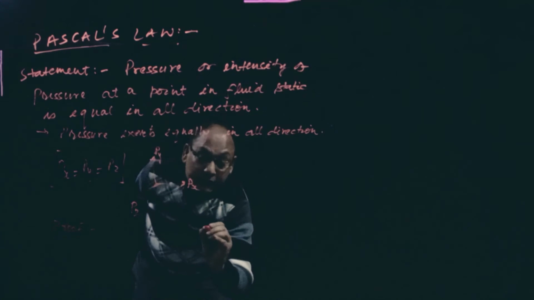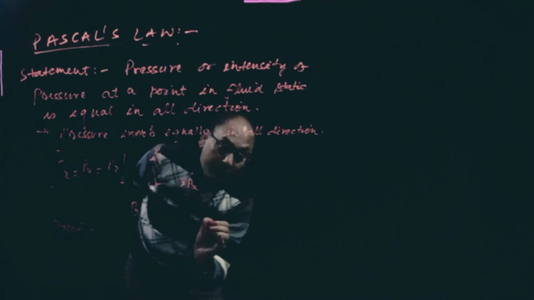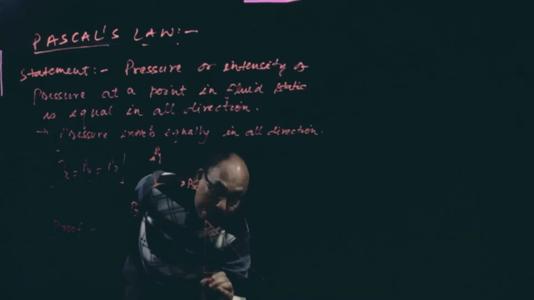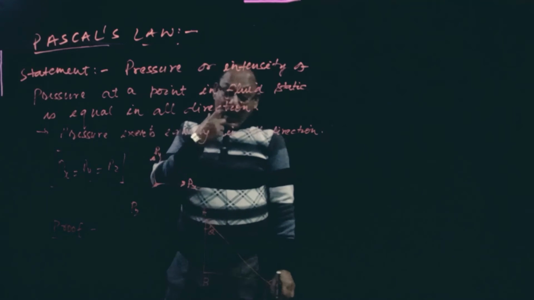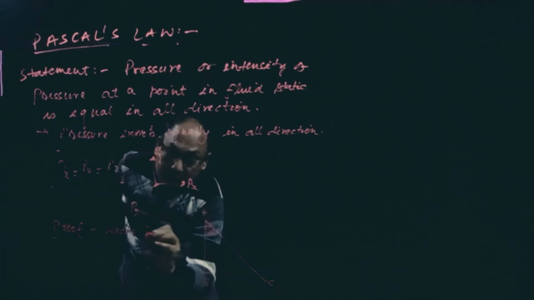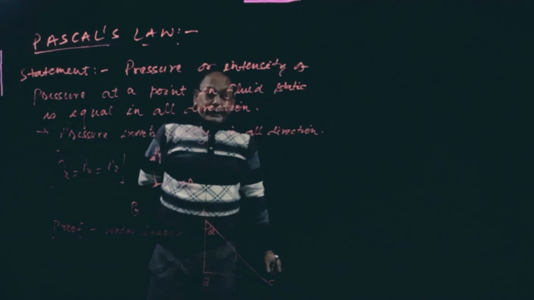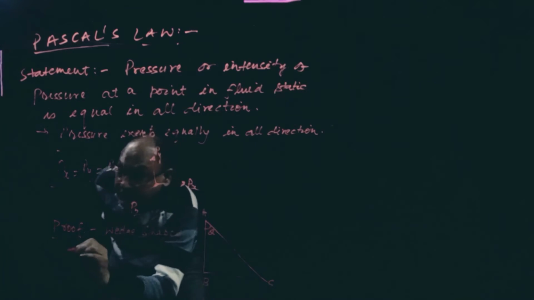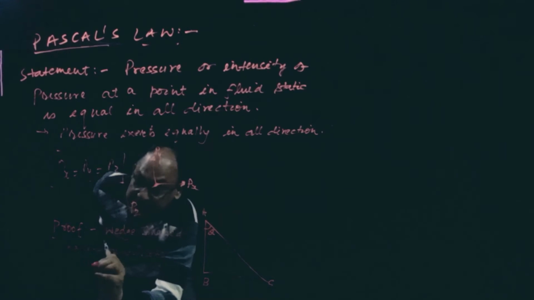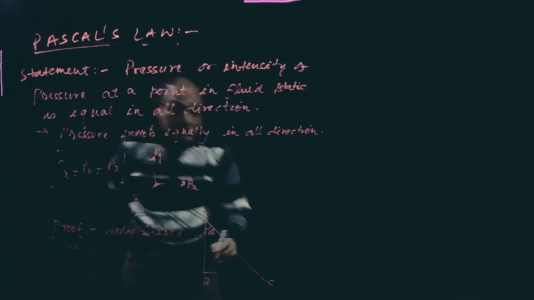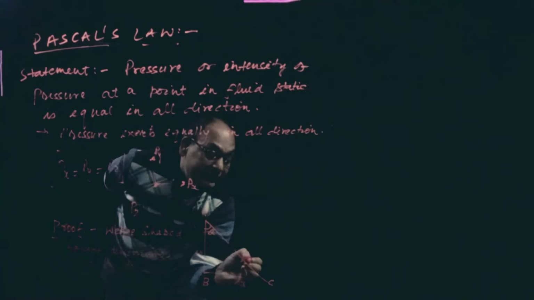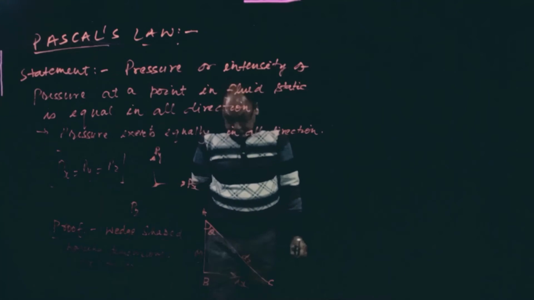Consider a wedge-shaped element subtending an angle theta. Suppose the corners are A, B, and C. This wedge shape has dimensions dx, dy, and dz. That is dx, this is dy, and this is dz. That is the wedge-shaped element having these dimensions.